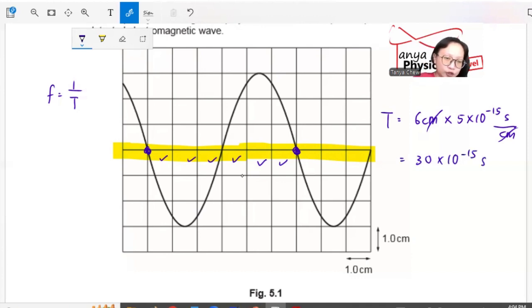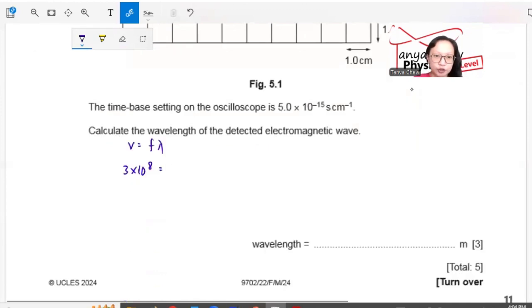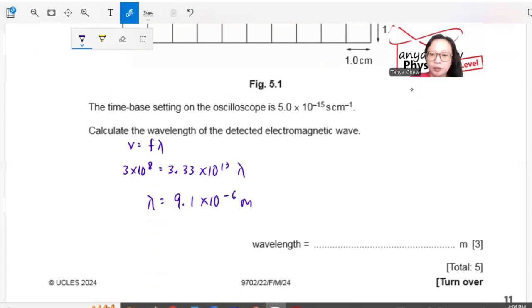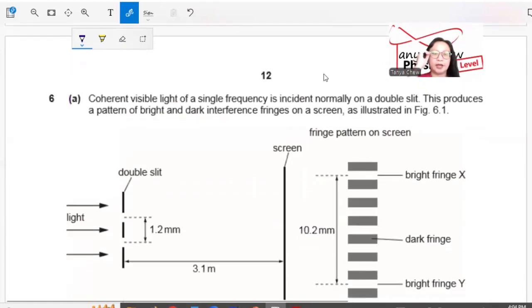Sub into the equation, you can find your frequency. 1 over 30 times 10 to the power negative 15, and my frequency is 3.33 times 10 to the power of 13 hertz. Once I got the answer, all I need to do is just to sub in: 3.33 times 10 to the power 13 times lambda. Make lambda the subject. Lambda is 9.1 times 10 to the power negative 6 meter. That's all.